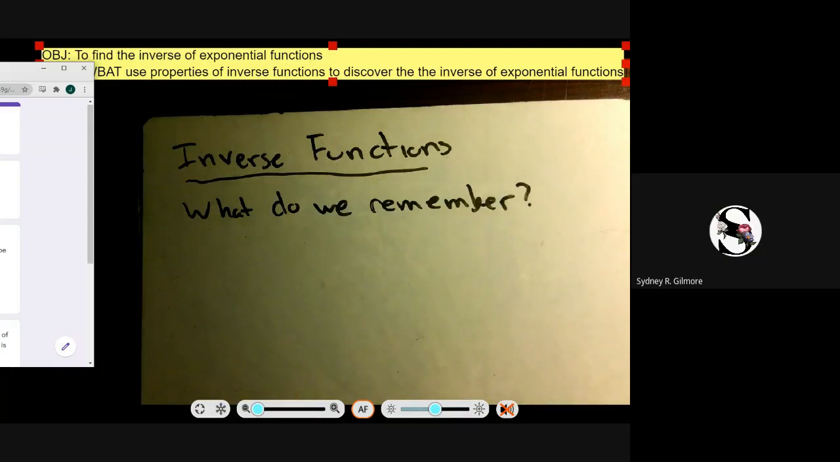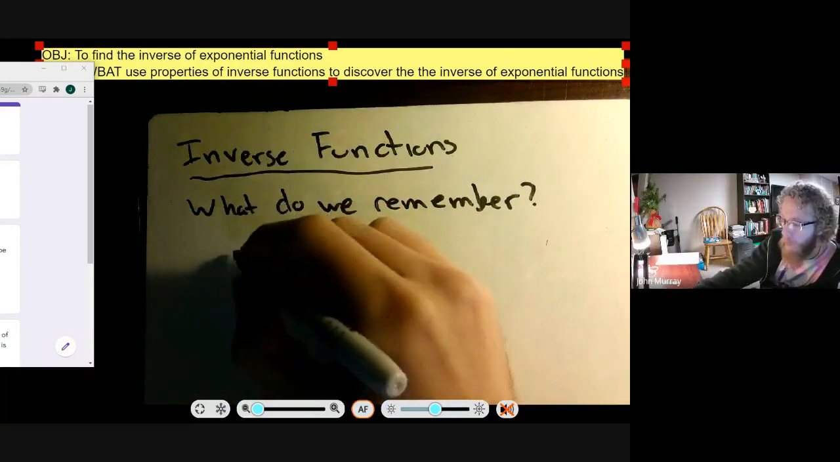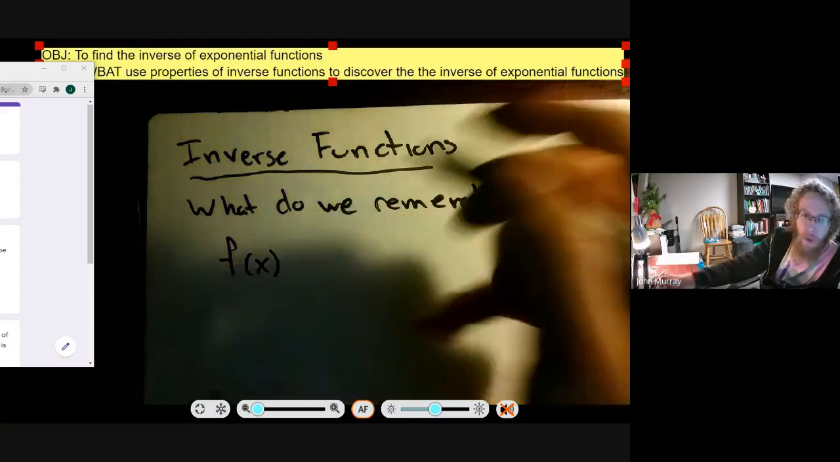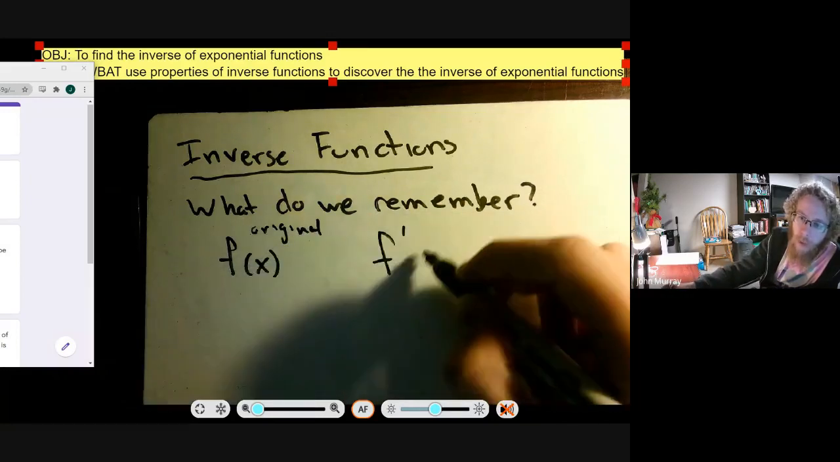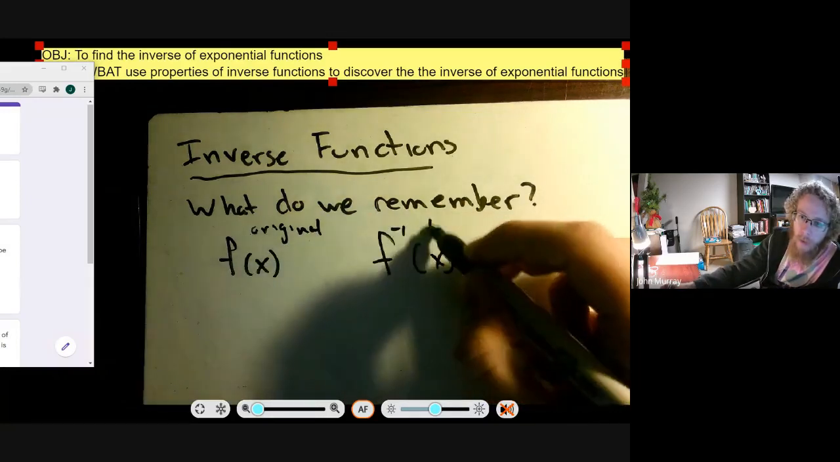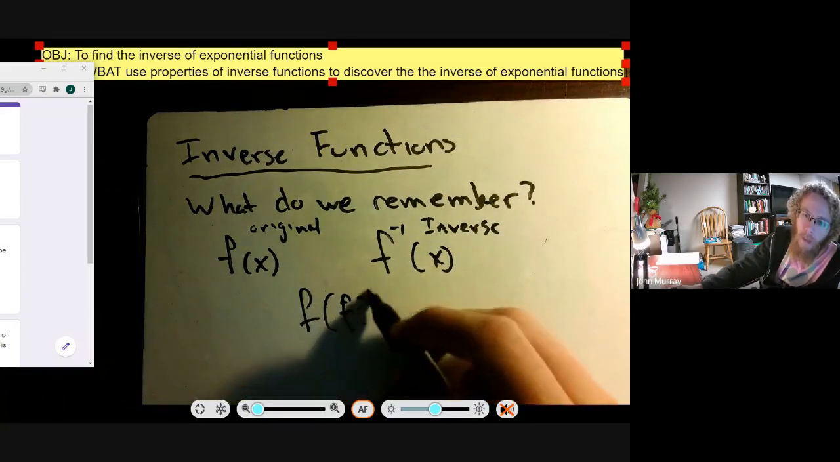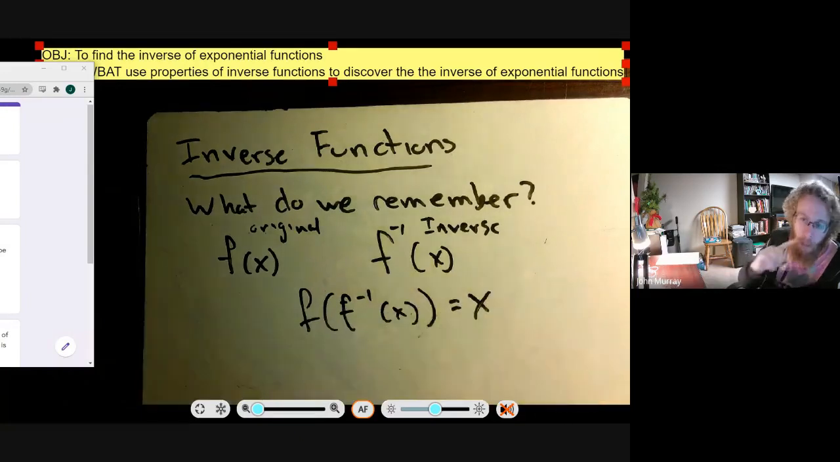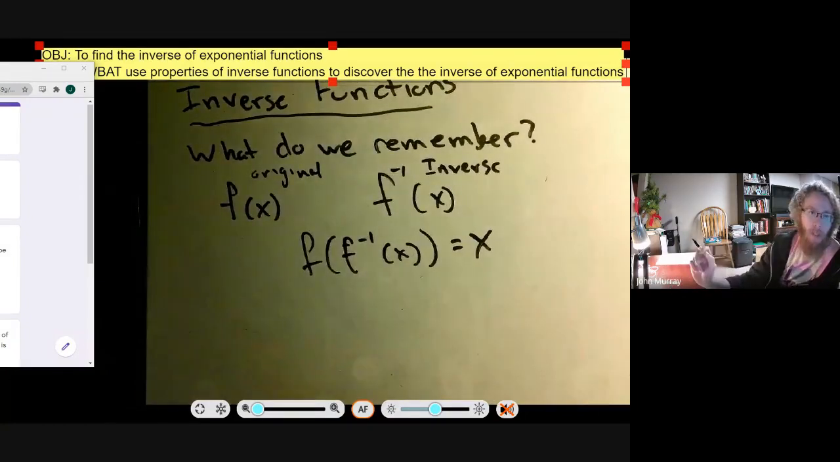I do remember that the inverse and the original, like if you solve it, they both equal x. Okay, so if we have an original function of x, and if we have the inverse, f to the negative first, if you plugged one into the other, we just get x. This told us something, right? Specifically, it told us about the graphs.